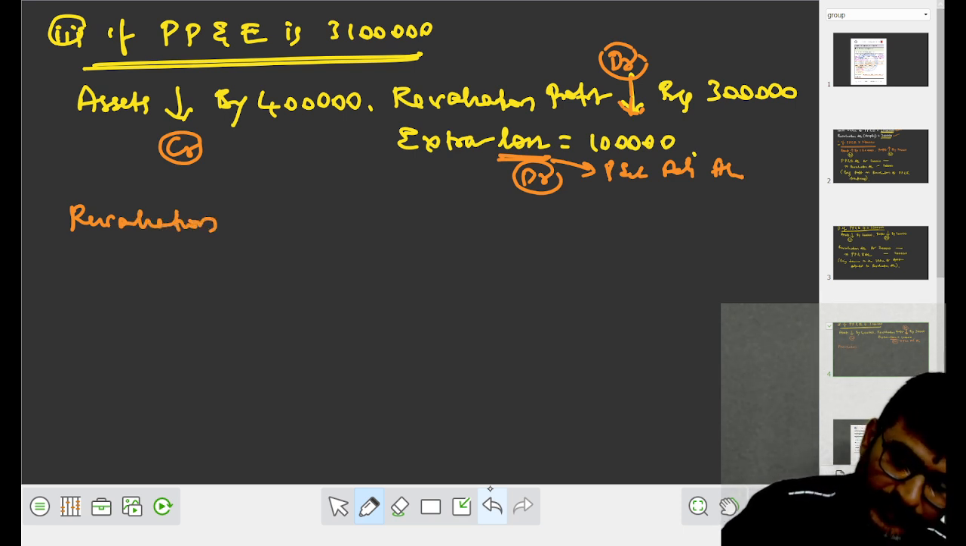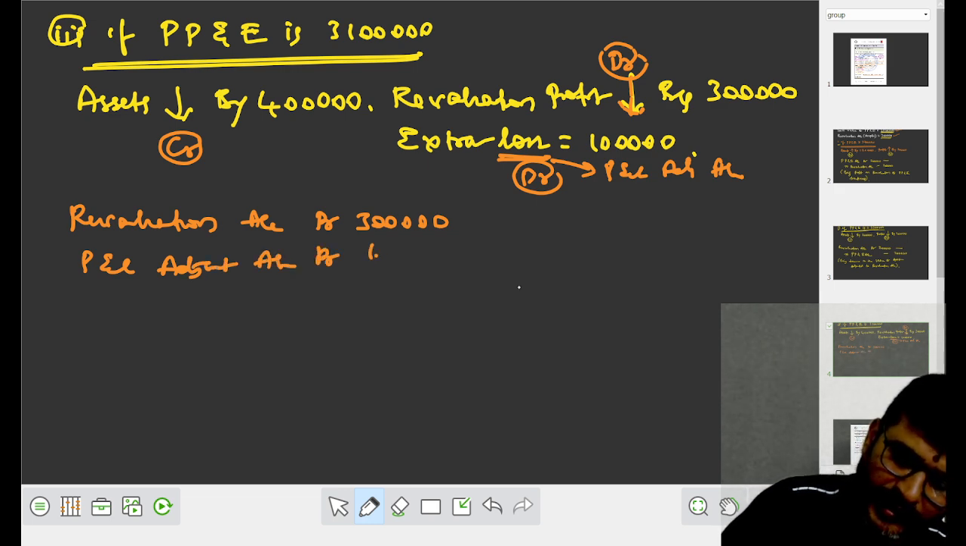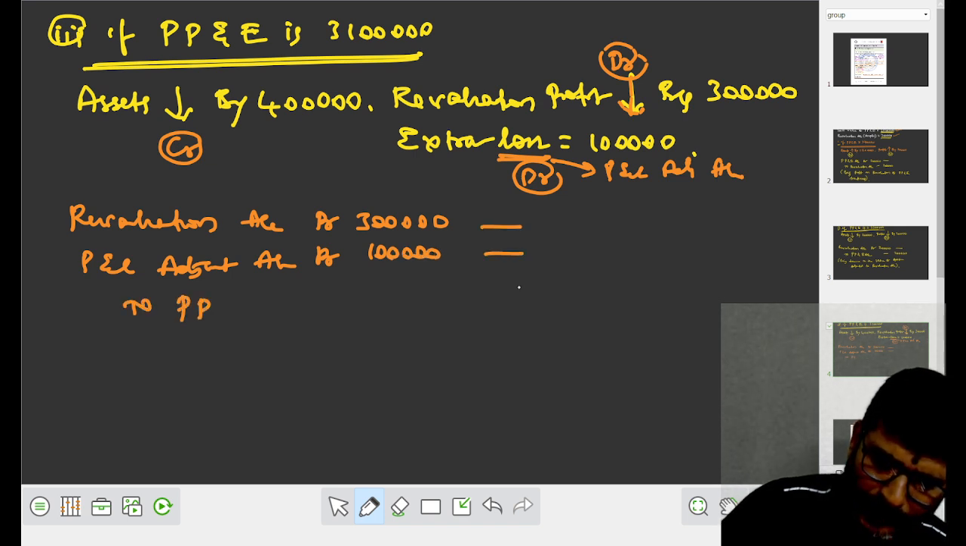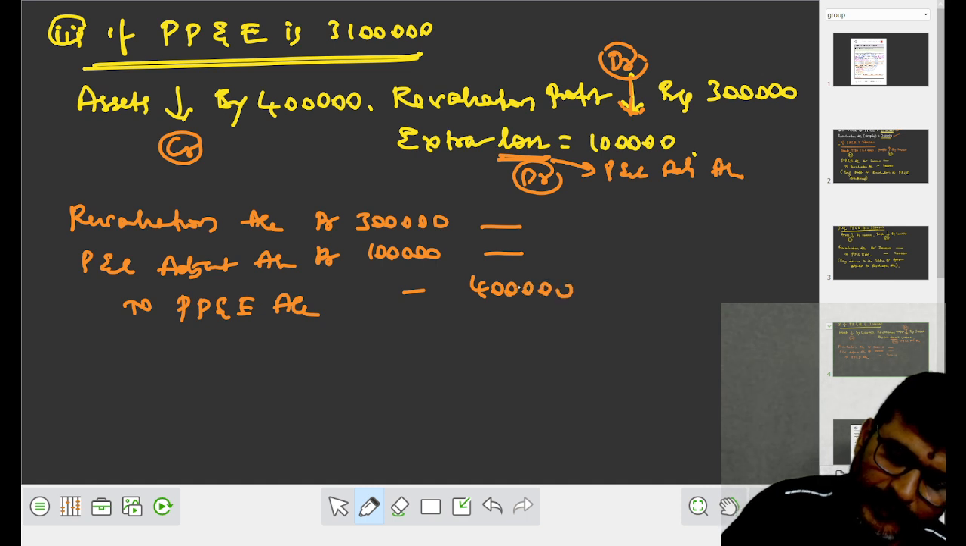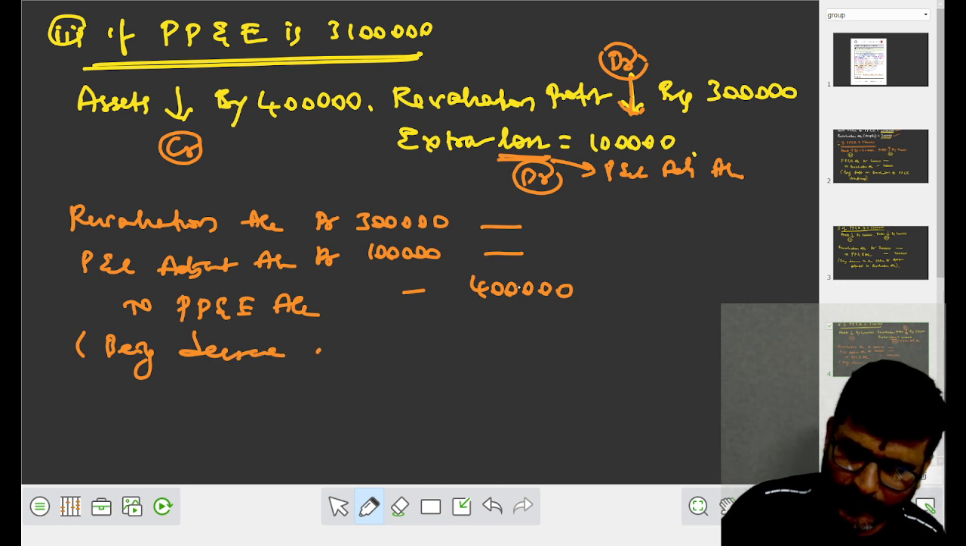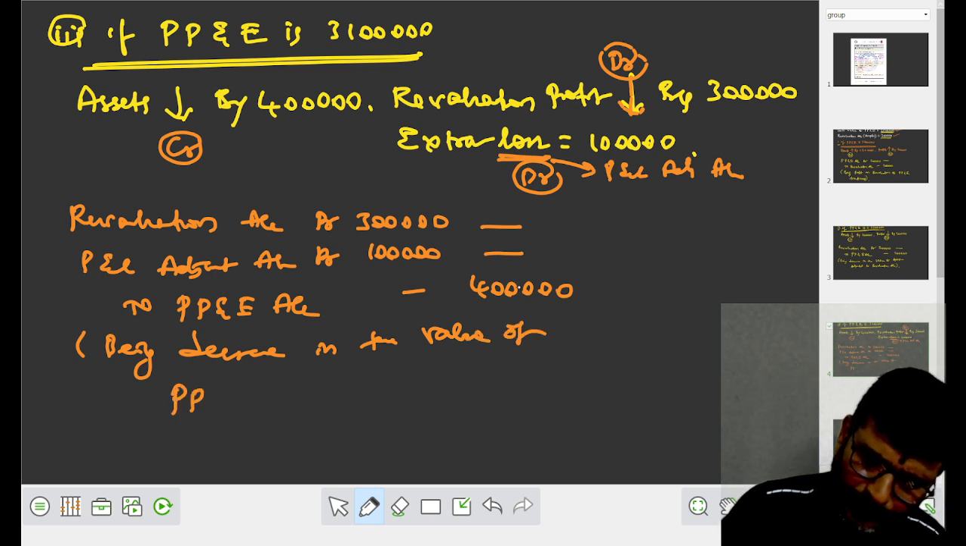Revaluation account debit. How much is it? 3 lakh. Profit and loss adjustment account debit 1 lakh, to property, plant and equipment account 4 lakh. Being decrease in the value of property, plant and equipment is adjusted.